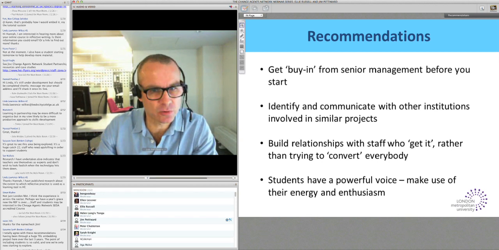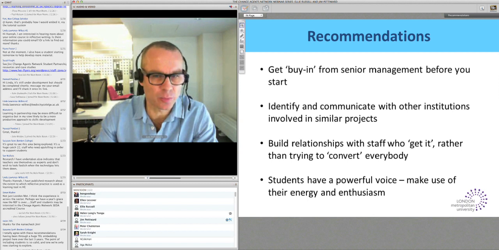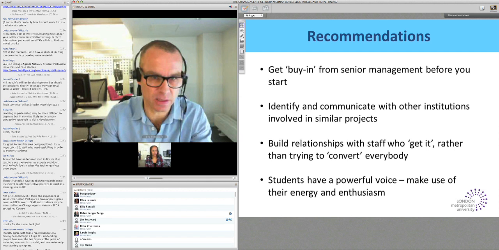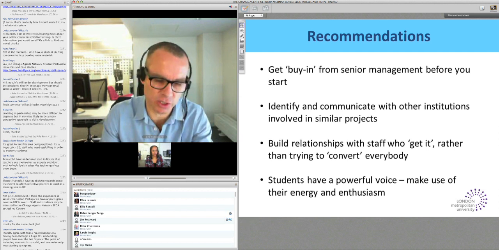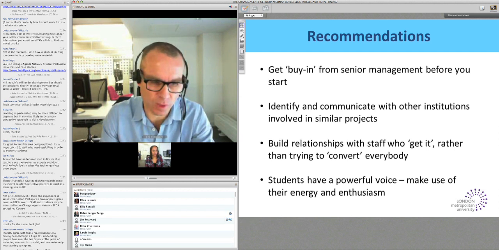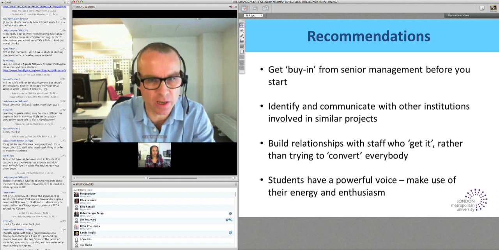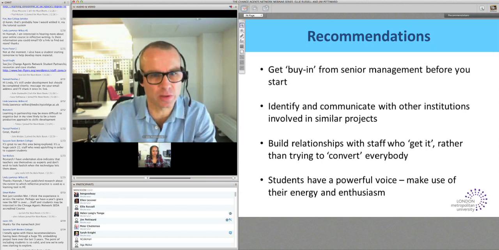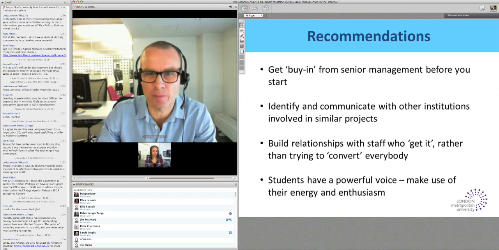The third thing is to build relationships with staff who get it. So by that I mean you're probably aware of staff in your institution who understand the changing context that they're working in and are willing to try new things, to experiment a little bit. Work with those people and build relationships with them rather than trying to convert everybody.